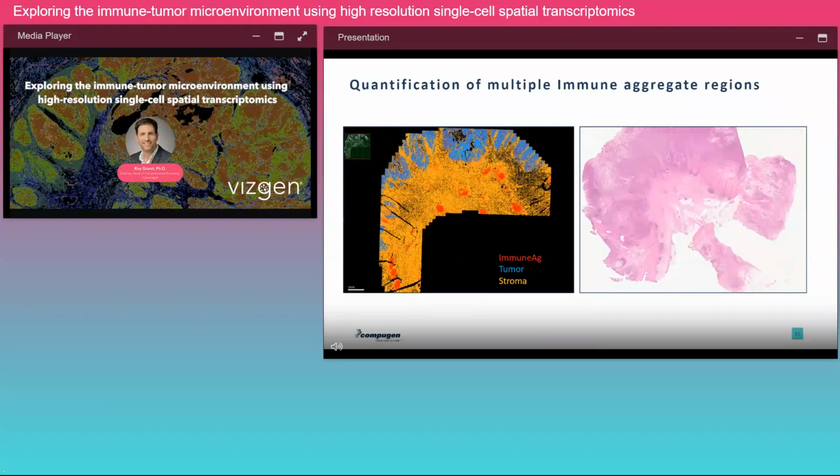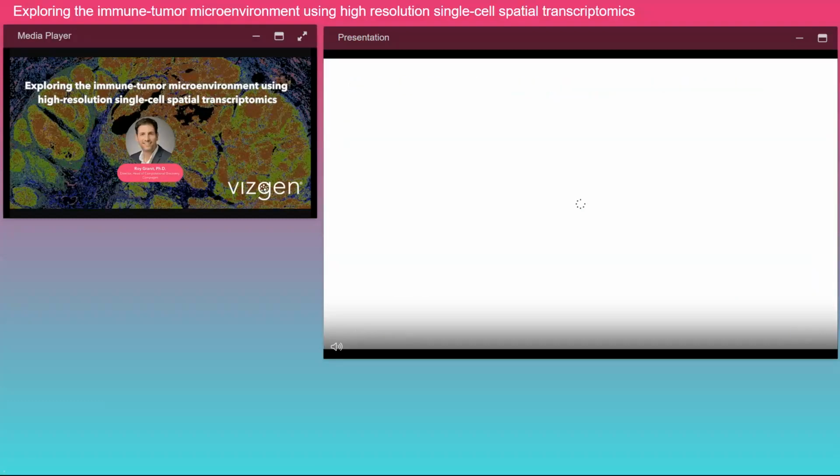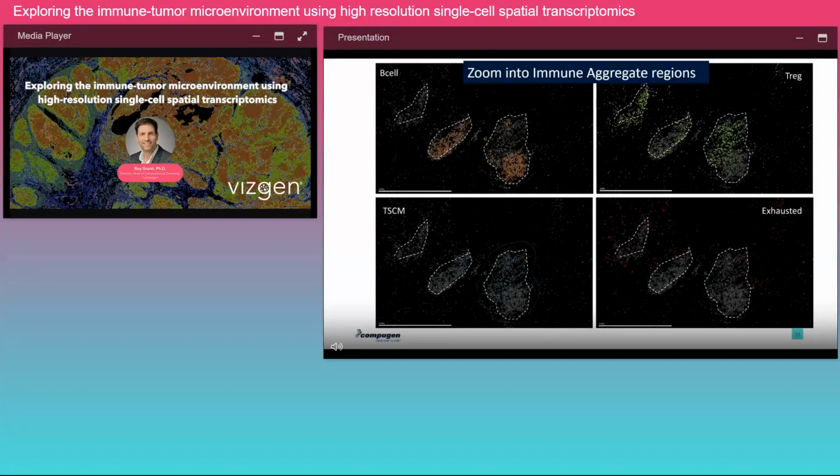Looking at another sample, which contained immune aggregates, we decided to dive deep into it. Here you can see another example of the unique organization of cells in space. We have a very organized B cell compartment next to T regulatory cells, and the TSCM are also in these immune aggregate regions, while the exhausted cells are found predominantly outside of these regions, possibly after they've been activated and have seen some antigen presented by dendritic cells. They went out and are migrating towards the tumor.